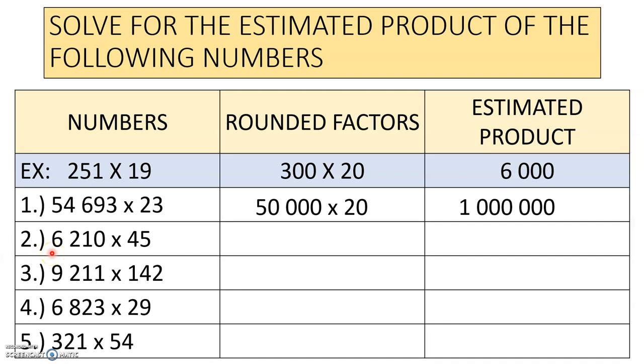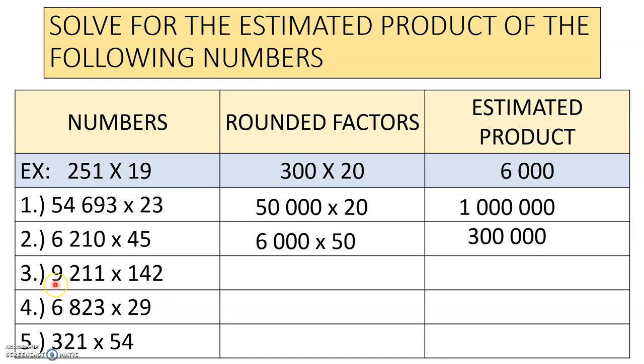Next, number 2. 6,210 times 45. So, 6,210 becomes 6,000, and 45 becomes 50. And then, multiply. Okay. So, paano naging 300,000? So, meron tayong 4 na zeros. 1, 2, 3, 4. And then, 6 times 5 equals 30.